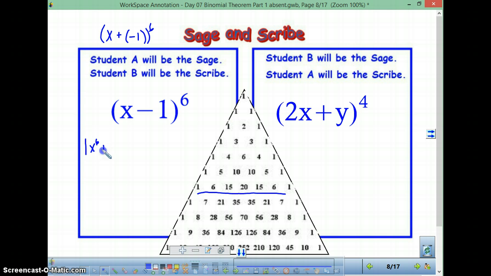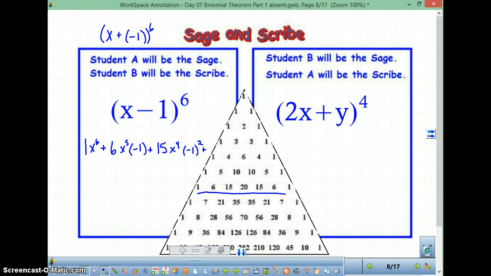Okay. Now I'm going to add 6, x to the 5th, negative 1 to the 1st power, plus 15 x to the fourth, negative 1 squared. Do you see how my negative 1 becomes my second part of the binomial expansion? This is just the beginning, okay? So I'm going to go ahead and pause the video. I'm going to write it all out, and then we're going to talk about simplifying each term.